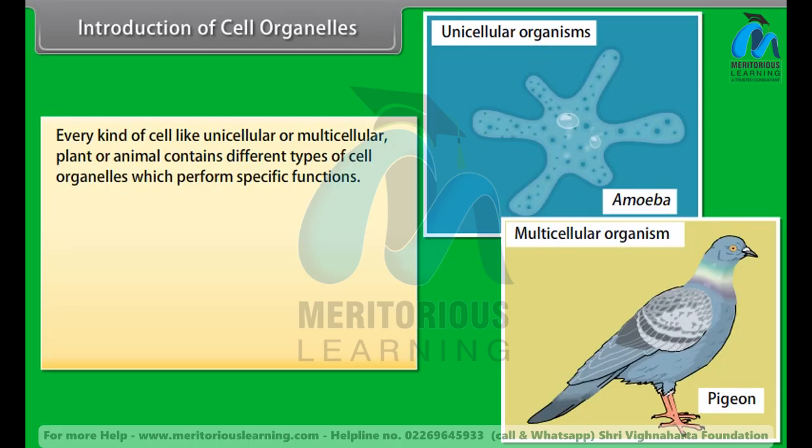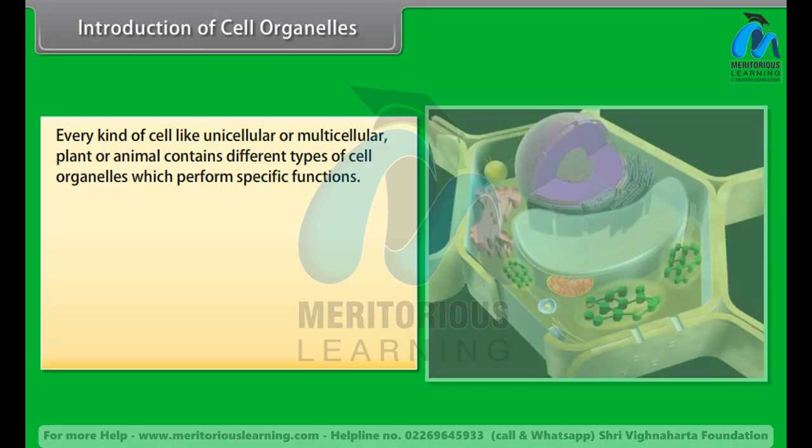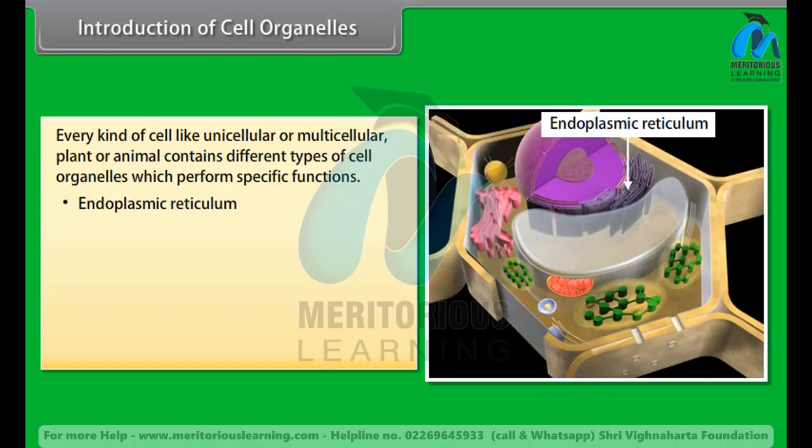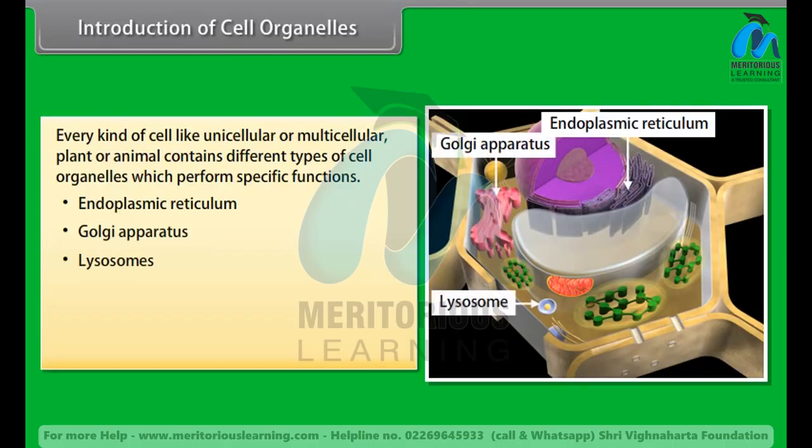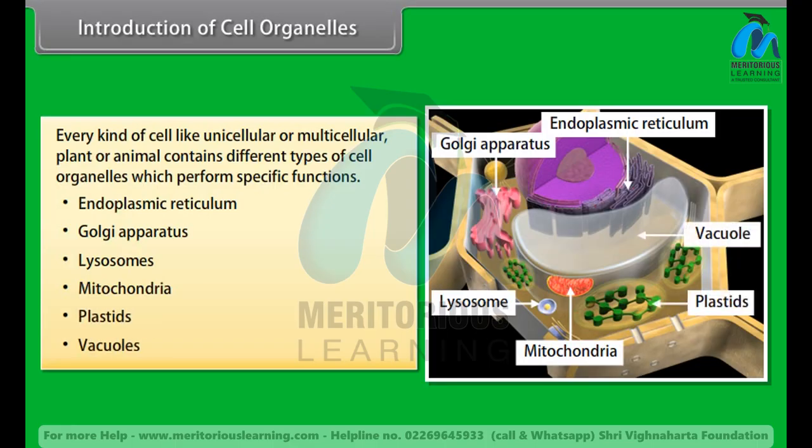Every kind of cell, like unicellular or multicellular, plants or animal, contains different types of cell organelles which perform specific functions. Endoplasmic reticulum, Golgi apparatus, lysosomes, mitochondria, plastids and vacuoles are some examples of these cell organelles. Now let us know their structure and functions in detail.